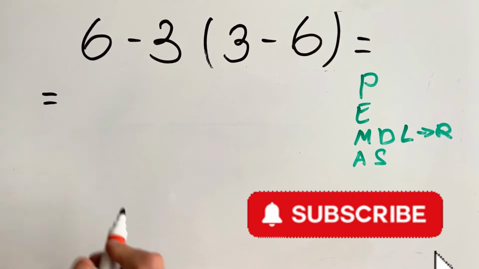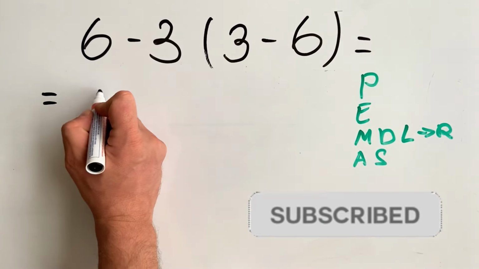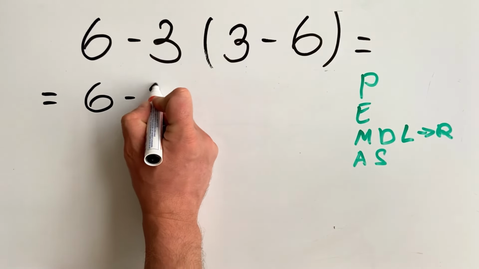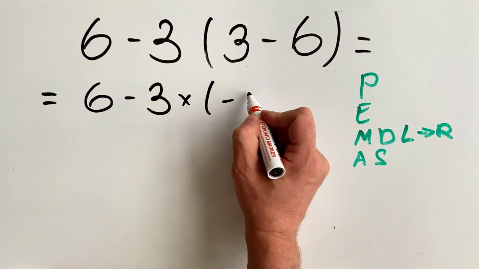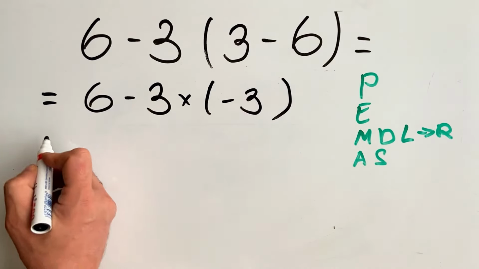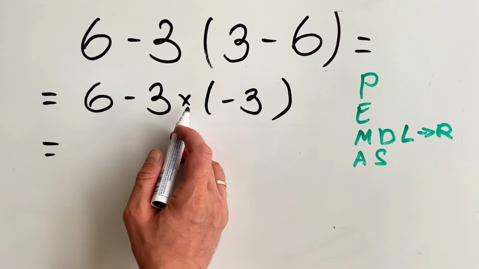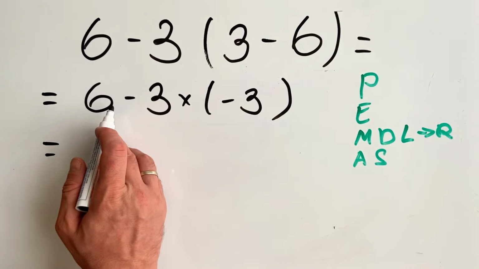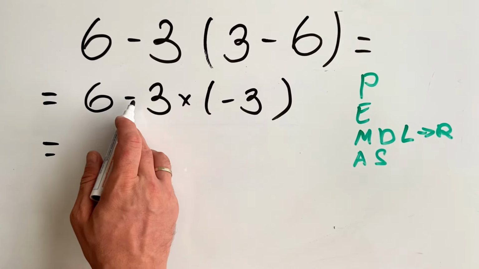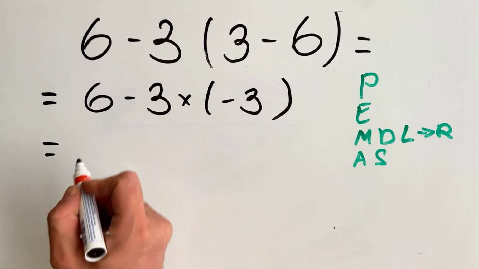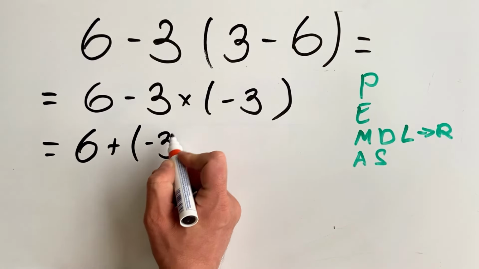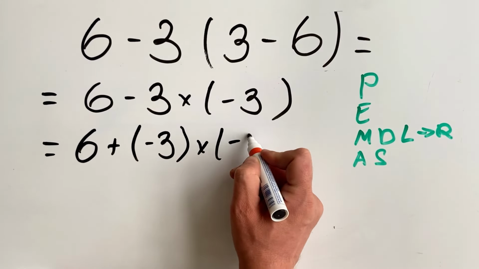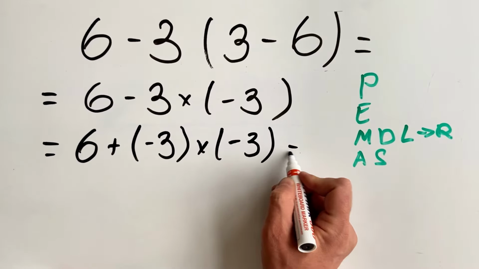In our case, we first do what's inside the parentheses, so we get 6 minus 3, multiply 3 minus 6 is minus 3. And now we need to do the multiplication and then the subtraction. To make it easier, the minus 3, we write it as plus minus 3, multiplied by minus 3.